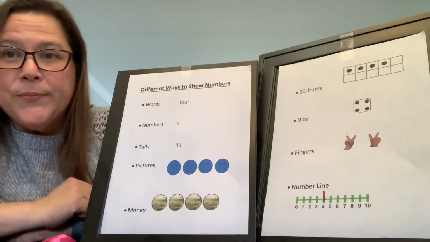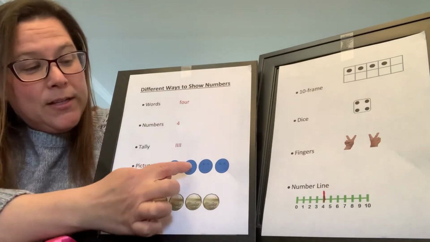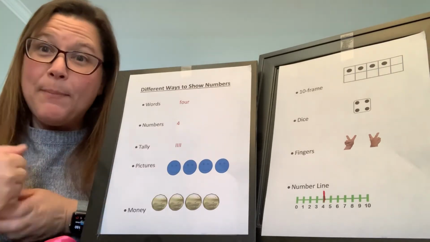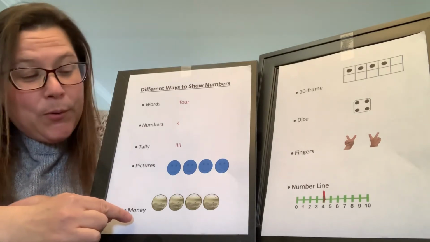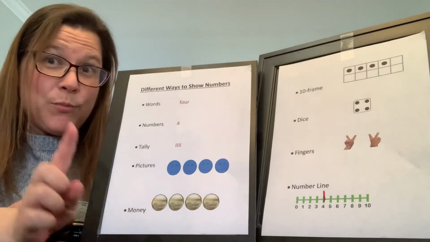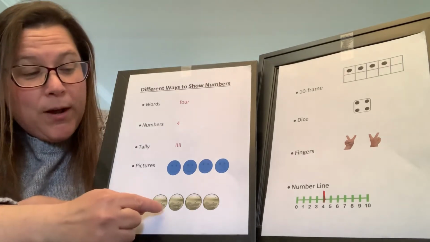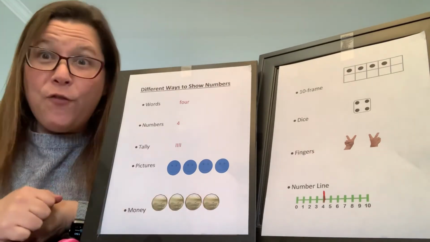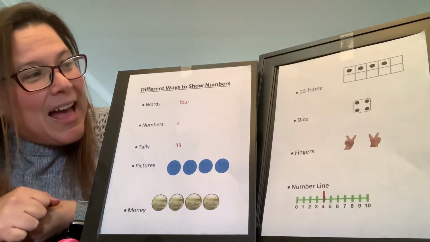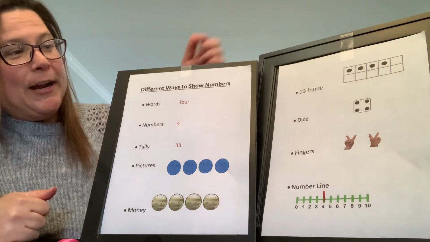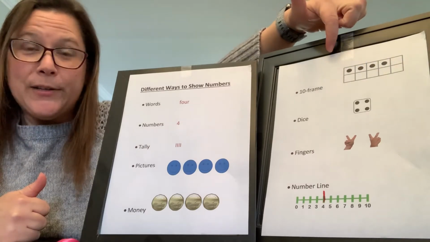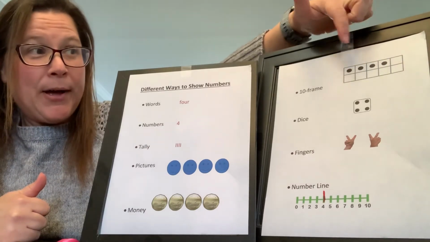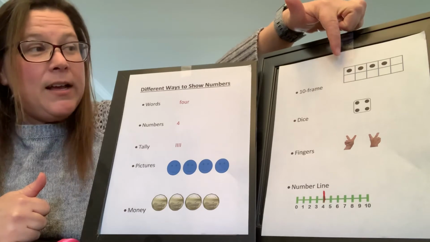Using pictures. So we've got 1, 2, 3, we have 4 happy faces. Also using money. So I chose loonie because it represents 1. So that's 1, 2, 3, that's $4. Another way is using a 10 frame. So in a 10 frame, there are 10 squares, 5 on top, 5 on the bottom. Always start at the left and fill it up that way.